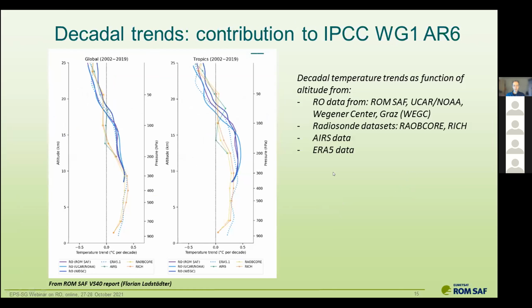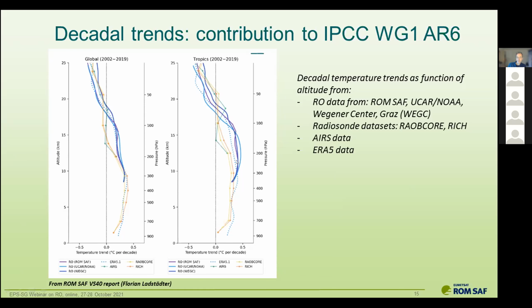Then, since we now have 20 years of data, we have been able to contribute to the latest IPCC report. So this is an example of tropical and global trend profiles that we compute from RO data, which are the bluish lines here. RO data from 3 centers, from ROM SAF, from the Wegener Center, and also from UCAR, compared to radiosondes, mainly radiosondes, and ERA5.